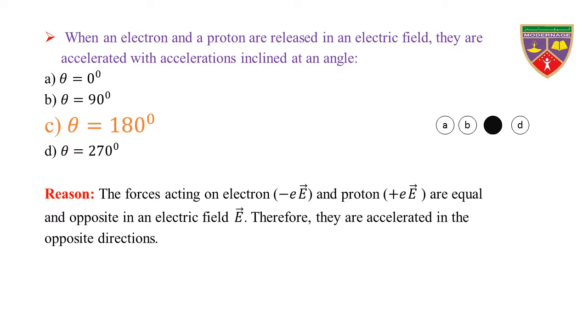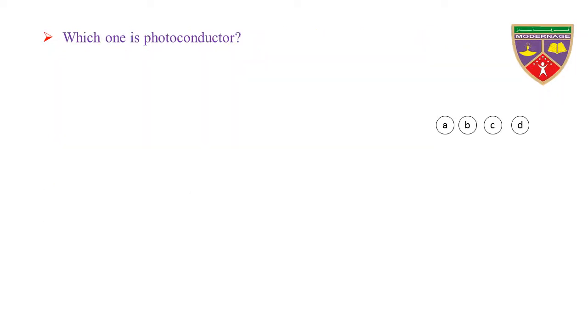Reason: the forces acting on the electron and proton. The force on the electron is minus e into E vector, and the force on the proton is plus e into E vector, are equal and opposite in an electric field E. Therefore, they are accelerated in opposite directions. Hence, their accelerations are inclined at angle theta is equal to 180 degree.